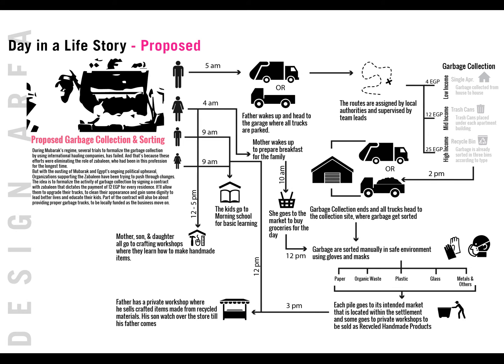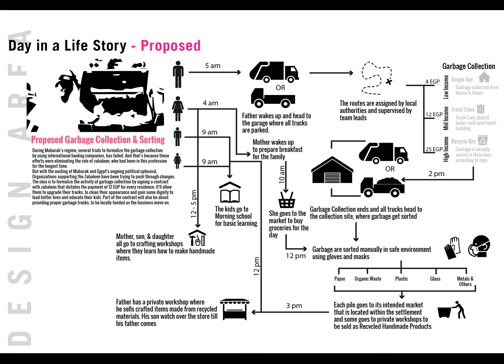So going back to the daily life story, this is my proposed scenario of how I imagine the daily life activity of the same family could be after the design implementation. In this scenario, I'm proposing an official agreement to take place between the government and the Zeppelin community to legalize the garbage collection and provide them with the right tools. This scenario proposes the garbage collection will be done using garbage trucks provided by the government.